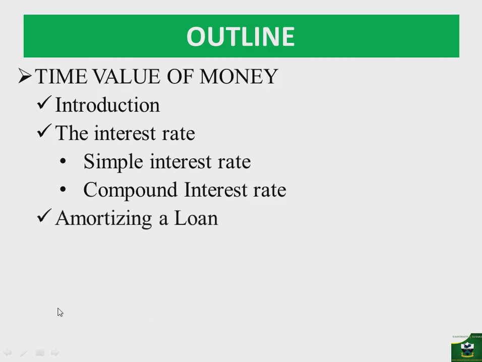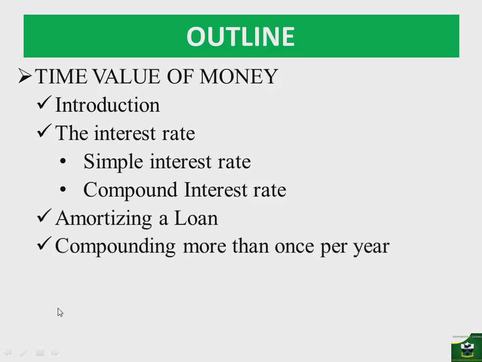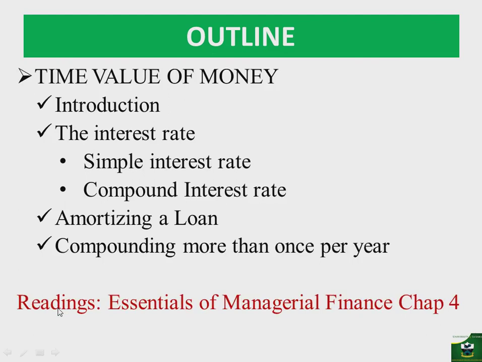The other things we'll look at have to do with the amortizing of a loan, and lastly, we will look at compounding for more than once per year. So we will have maybe weekly or quarterly and so on, but within a given year we want to see what will happen if we are compounding more than once. For further reading, you can look at Essentials of Managerial Finance, Chapter 4. This content is clear in that text. Please find time to get the textbook and read this content.